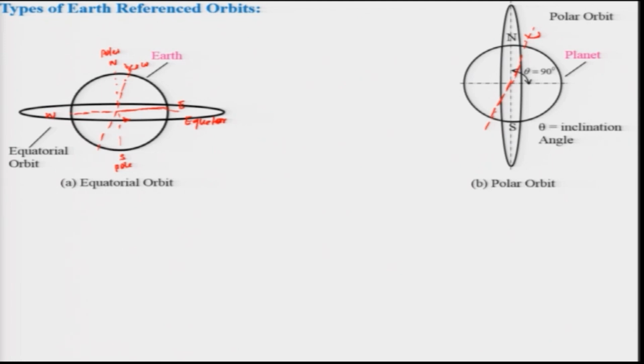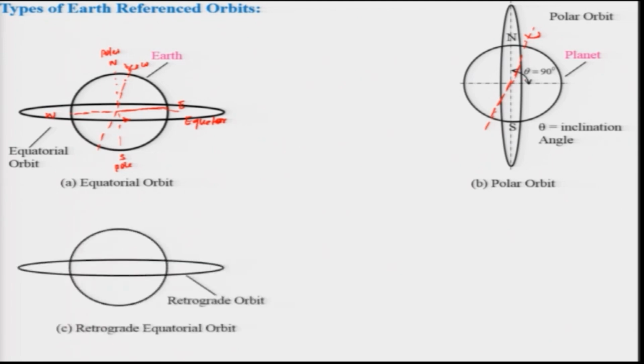And if this inclination angle becomes 180 degrees, then it is again an equatorial orbit, but we call it a retrograde equatorial orbit because the satellite will be moving in the direction opposite to the rotation of the earth.